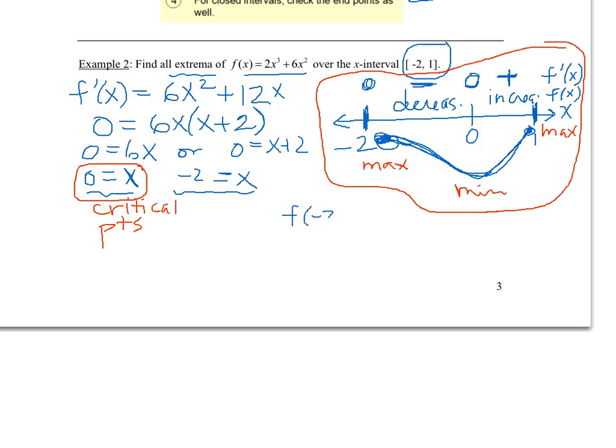You need to know what the value is at f of -2. You're checking your minimum, or I'm sorry, your maximums. So f of -2, and you want to know what f of 1 is. These are values. These come from the y's. So these come from the f function. If you plug in -2, you're going to have 2 times -2 quantity cubed plus 6 times -2 quantity squared. Okay, and if you do this work, you're going to get a value of 8.